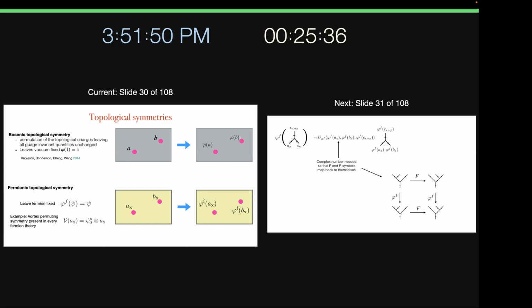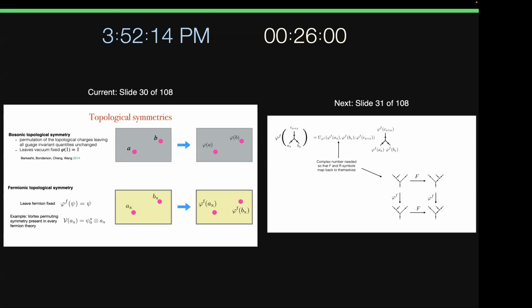In the fermionic setting, we're looking for invertible maps from our fermionic MTC back to itself, which leave the fermion fixed. So we're not allowed to permute that fermion with any other fermion. It's a distinguished element. It plays a special role. It does not get permuted. At the level of objects, that's the only constraint that we have. It's otherwise very similar to the bosonic setting.